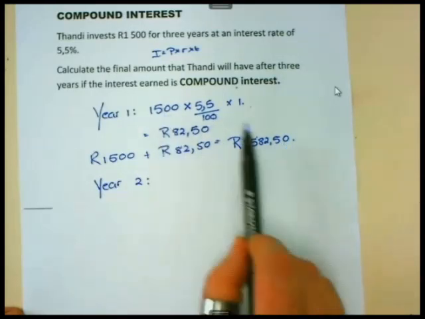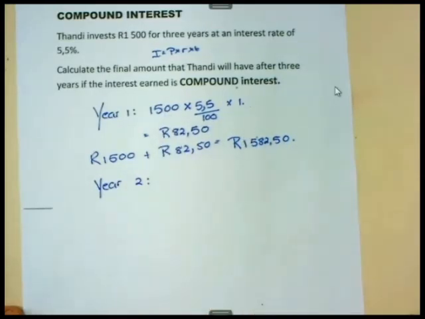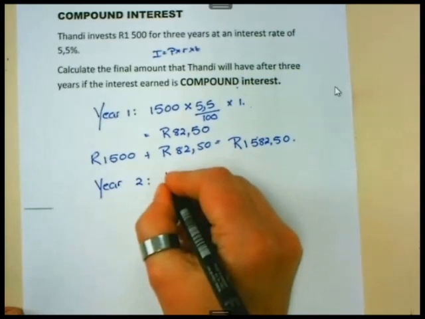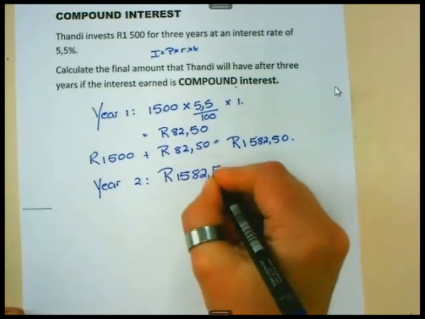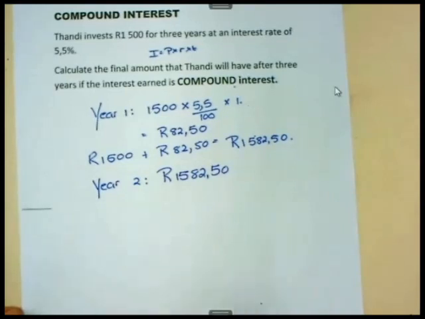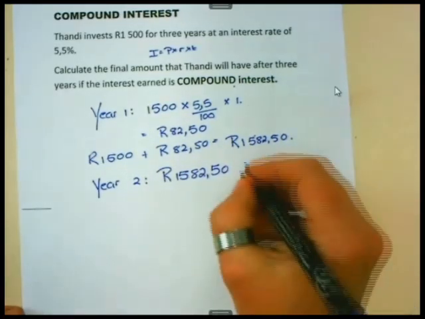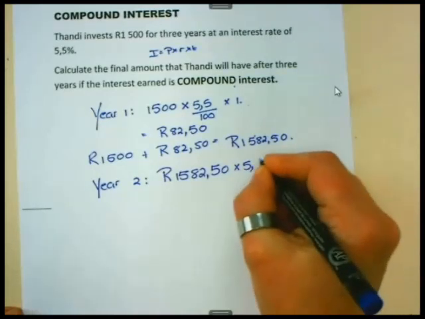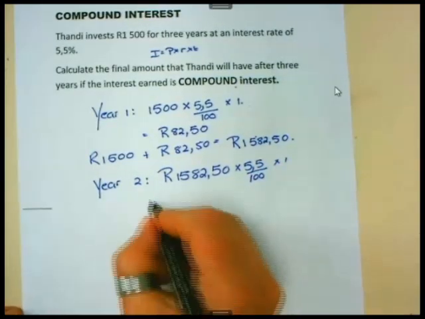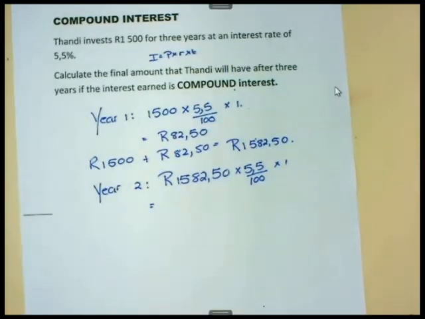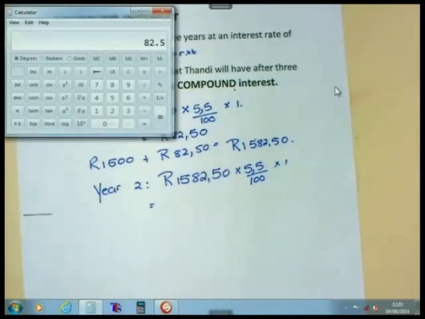When we start now with year 2, we again start with our principal amount. Our principal amount is no longer 1,500, but is now 1,582 rand 50 cents. In other words, Tandi is not just going to earn interest on the 1,500 rand, but also on the interest of 82 rand 50. So if I multiply now by 5.5 over 100, for year 2, it's only 1 year. Let us look at what my interest will be for year 2.